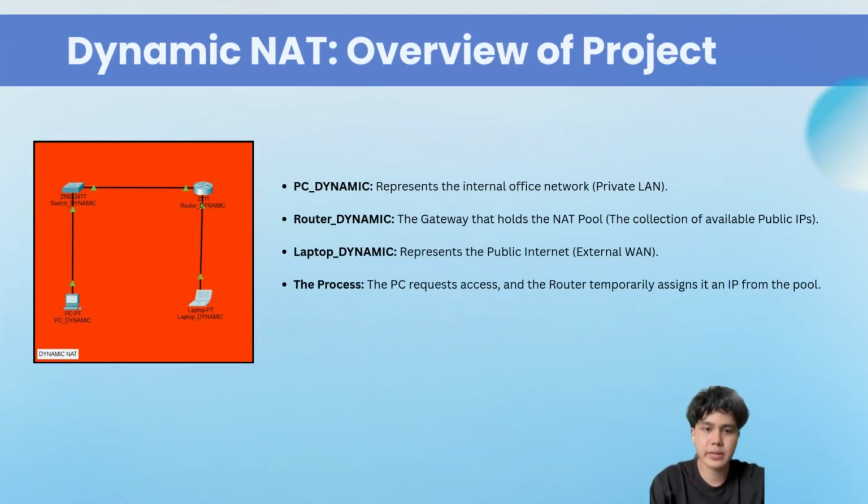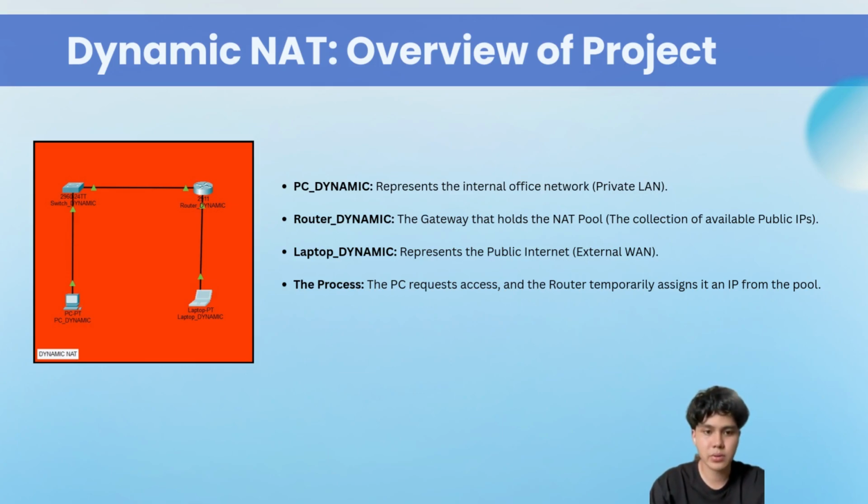Now that we understand the primary concept of dynamic NAT, let's look at how we actually set this up in a lab environment. We will be using Cisco Packet Tracer. To the left is our network topology. It's simple, but it represents a real-world edge network.